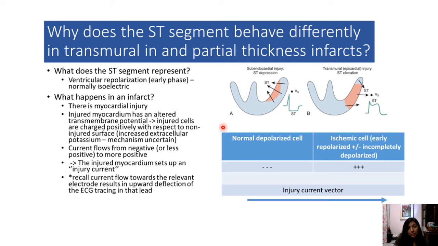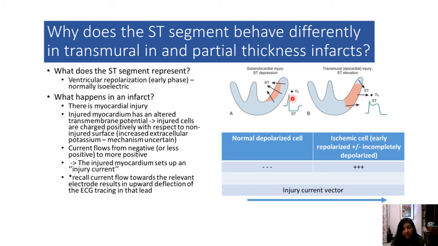So if you have a myocardial injury, what you need to remember is that the tissue that is injured sets up something called an injury current, because that injured tissue is actually more positive with respect to the rest of the tissue. That's just a characteristic of injured tissue. Nobody is 100% sure why it happens. So current will move from non-injured tissue towards injured tissue, because that's the direction current flows.